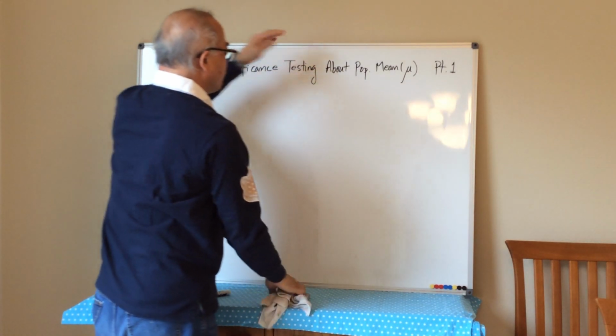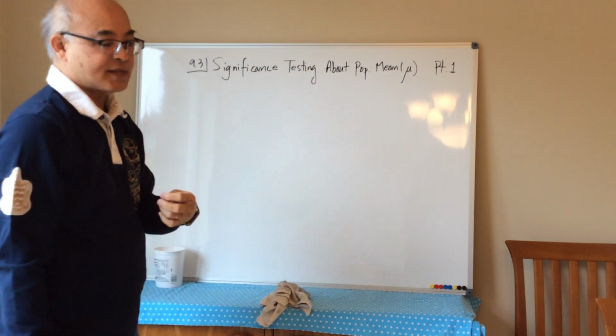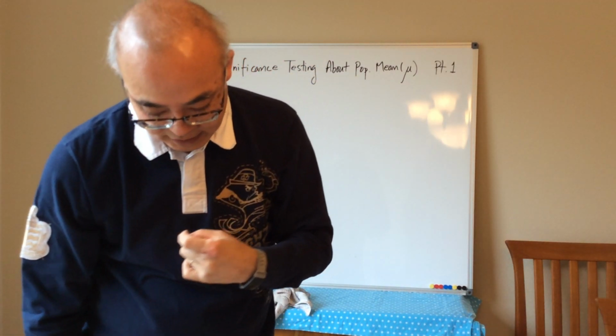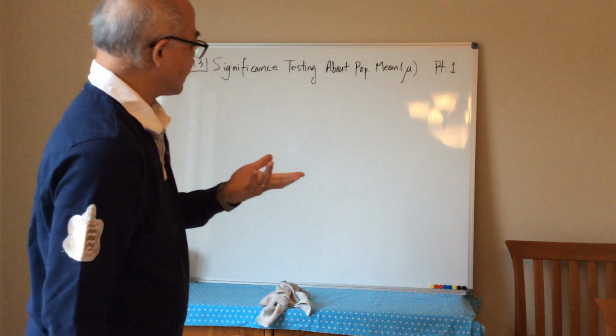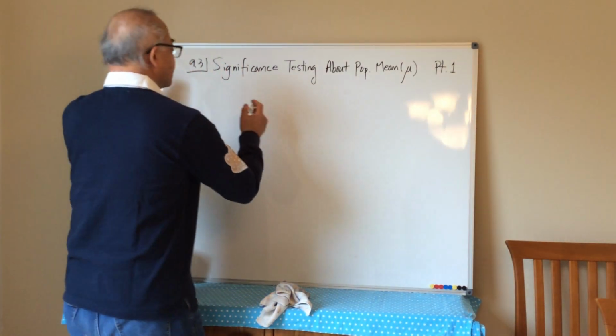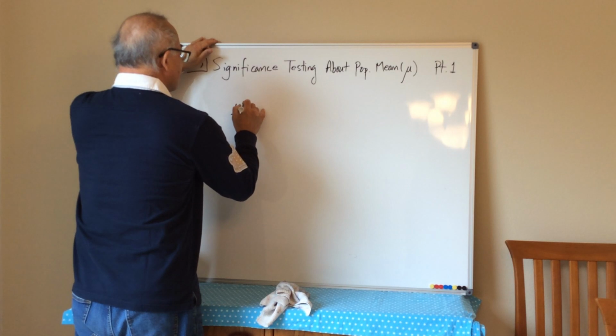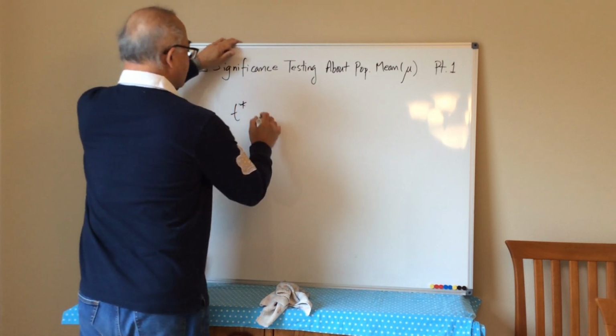To find the p-value, we need to find the test statistic, right? We're going to find the standardized test statistic. The standardized test statistic here is going to be within a t-distribution, and it's going to be what?